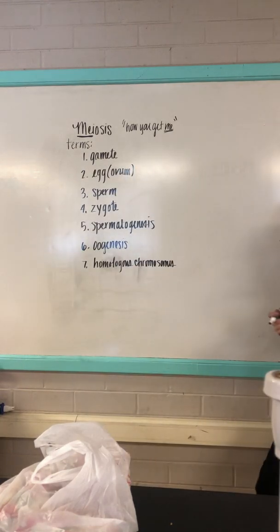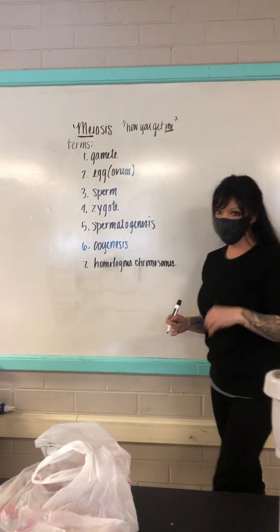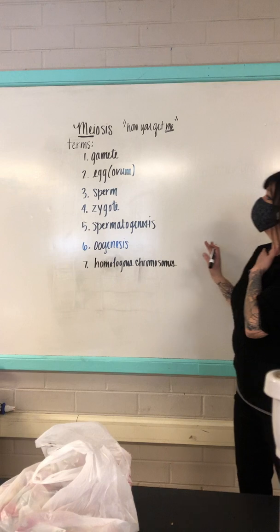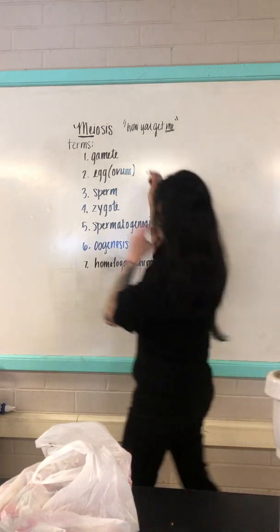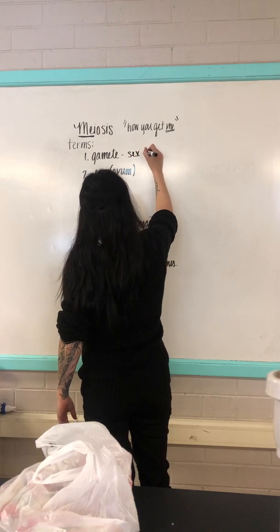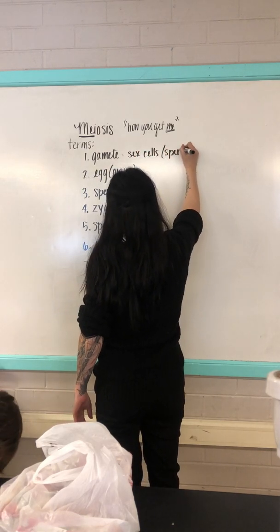So these are how sex cells are developed. Some terms that we're going to go over first that you do need to know. Gamete is just a broad term for sex cells that could be sperm or egg.